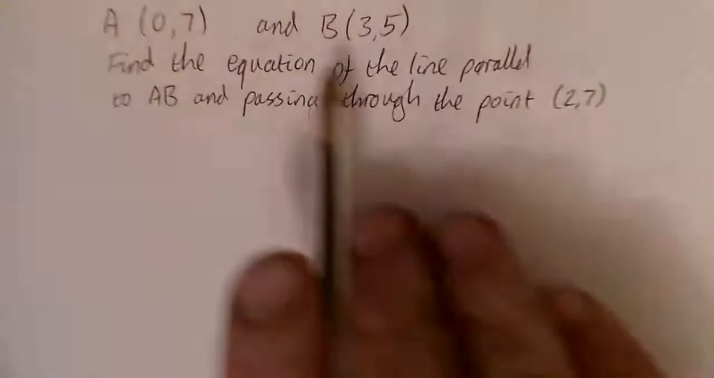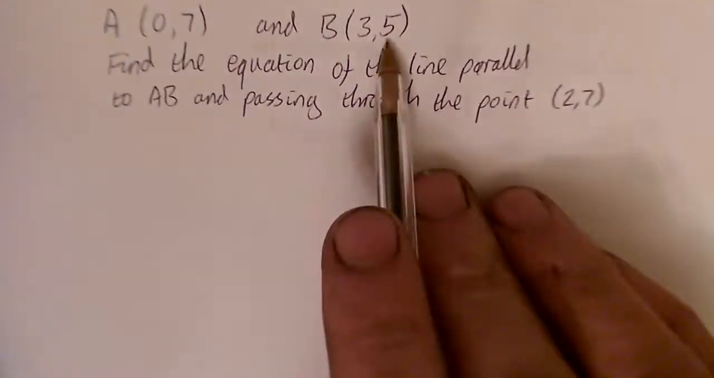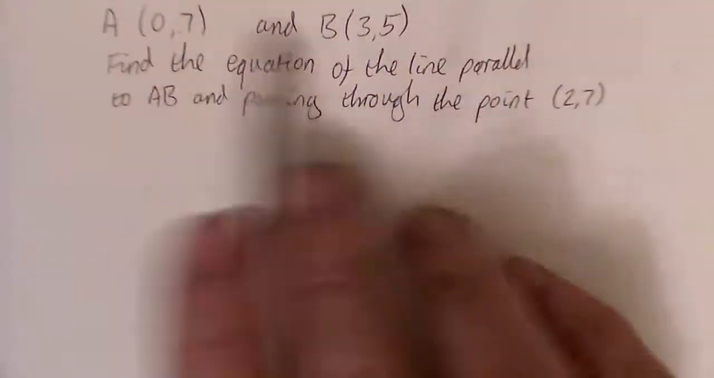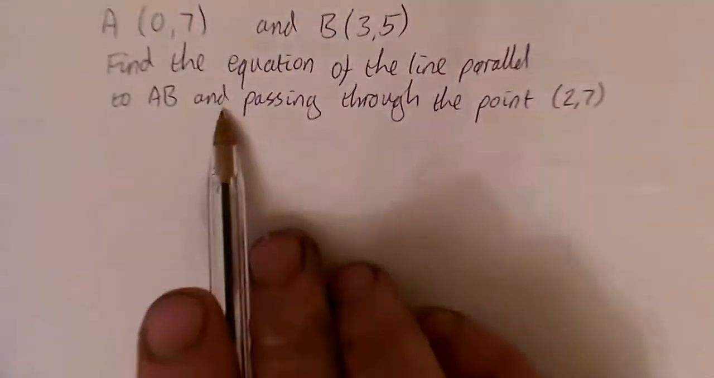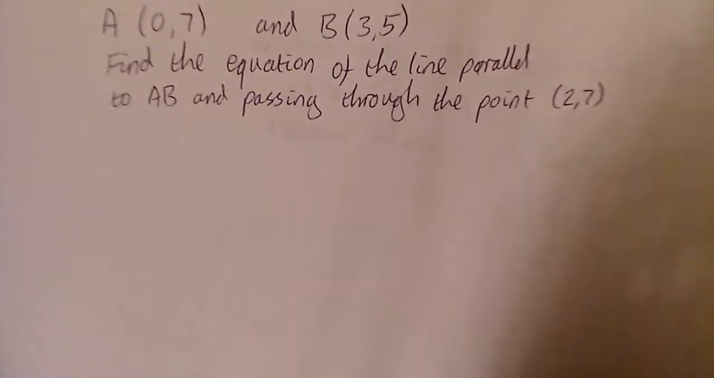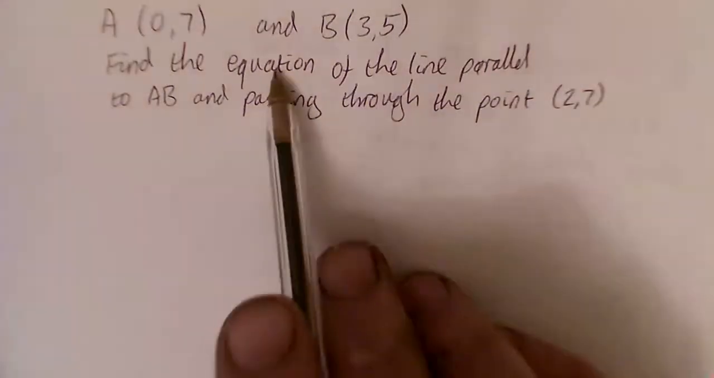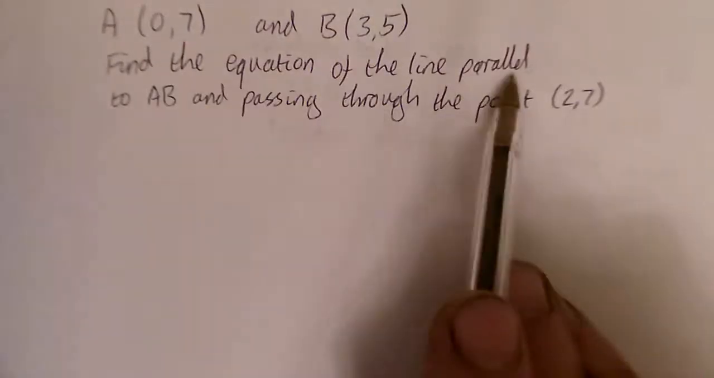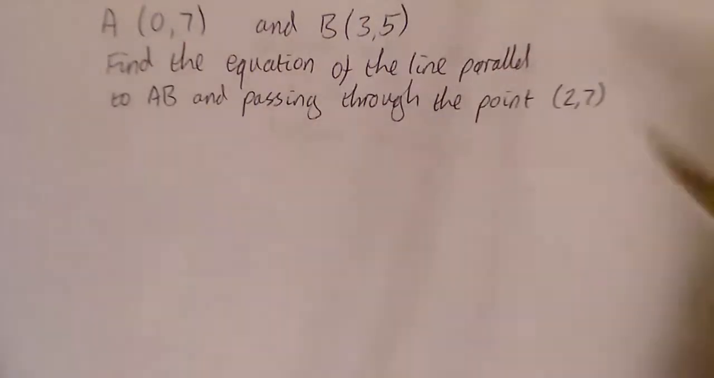So here we're given 2 points, (0, 7) and (3, 5). We're asked to find the equation of the line parallel to AB, that's the line between these 2 points, but passing through the point (2, 7). So we need to know something about the equation of the line AB, and the key thing we need to know about parallel is the gradient of that.